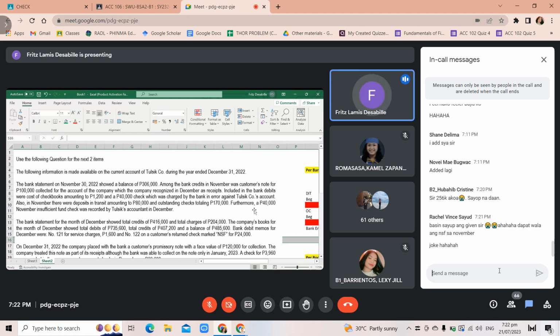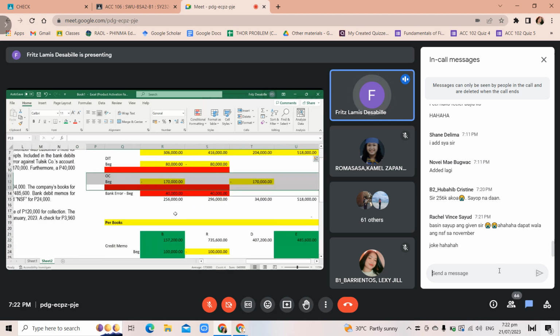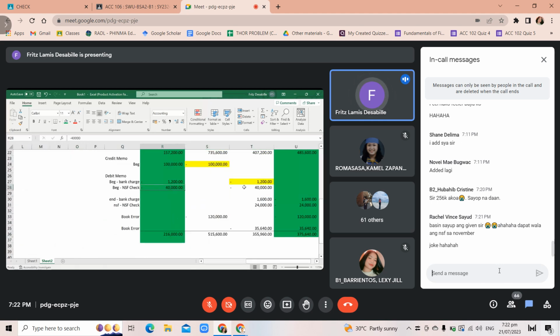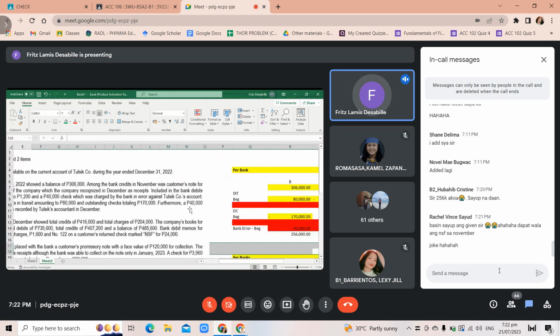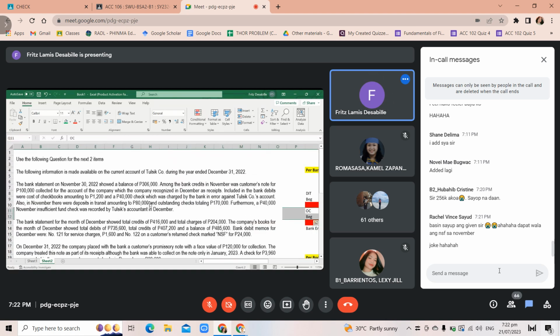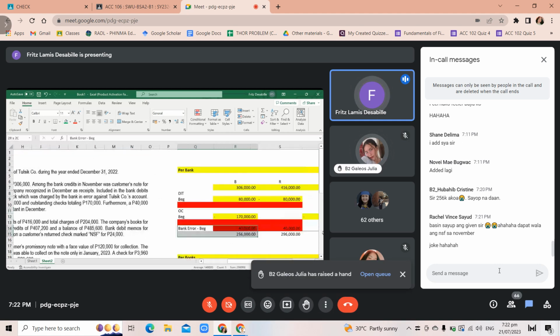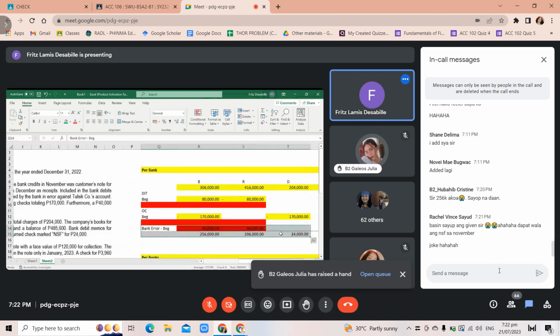So this NSF check is correct di ba? Correct. This is a negative 40 and negative 40 here. Correct man. Ang 40 po dere, oh, charge against the bank in error. Okay, sayop ko.